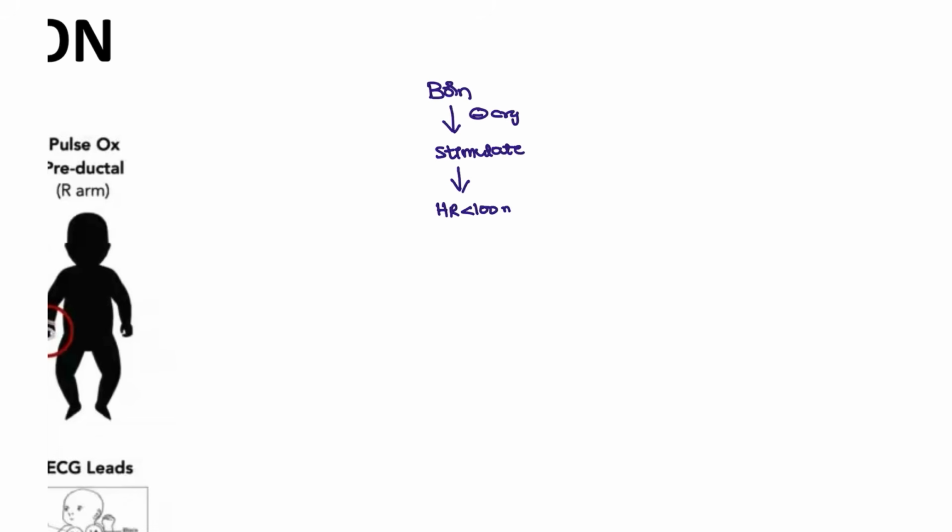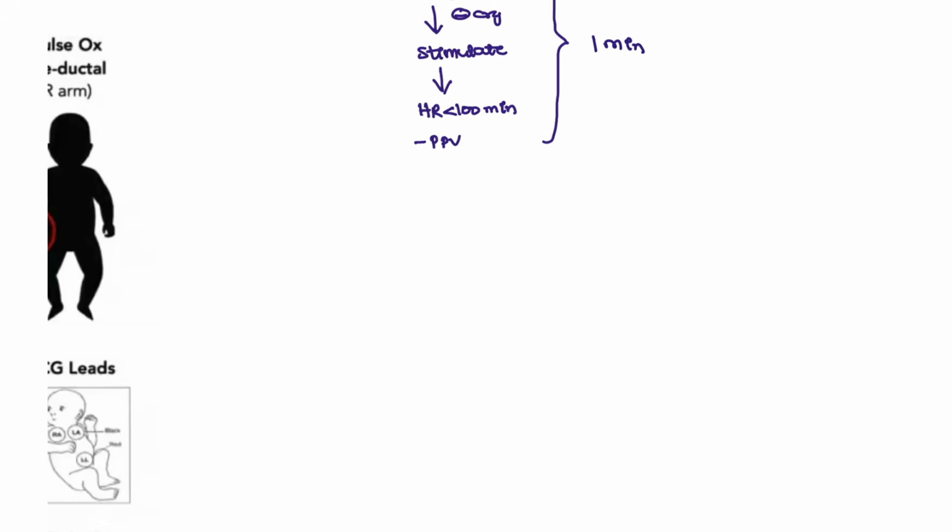If the heart rate is less than 100 beats per minute, start the patient with PPV. Positive pressure ventilation has to be started. And we said that this is the golden 1 minute. Right? This is the golden 1 minute.